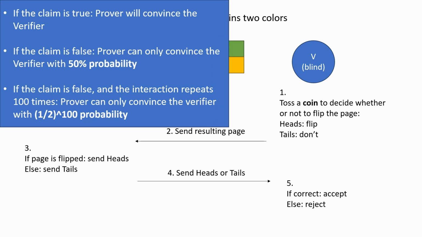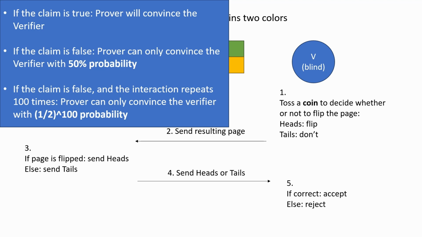Let's analyze this proof. If the claim is true and there are two colors on the page, then the prover will know if the page was flipped and can correctly determine the coin toss with 100% accuracy. If the claim is false, and the page does not contain two colors, then the prover can only guess if the page was flipped with 50% accuracy.